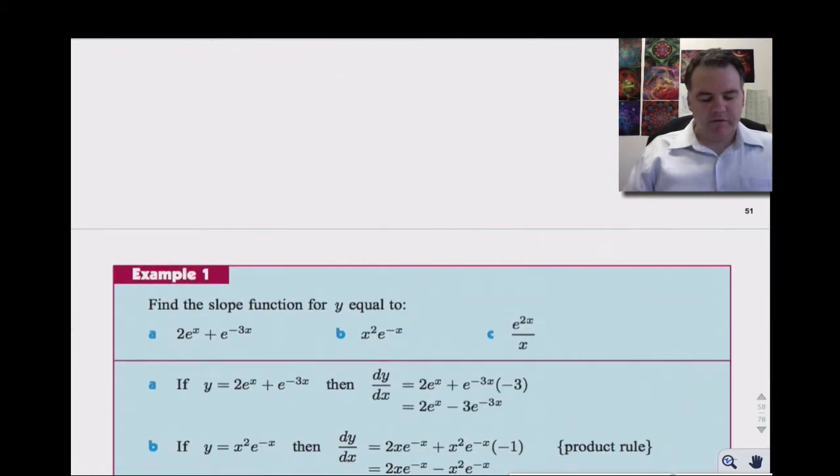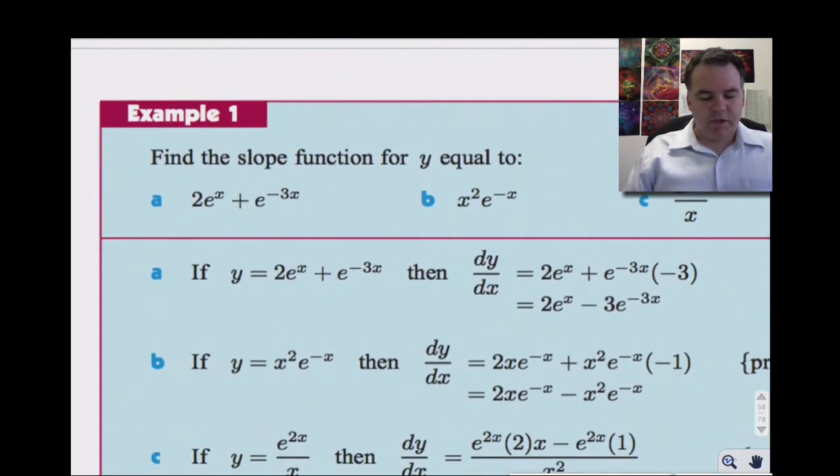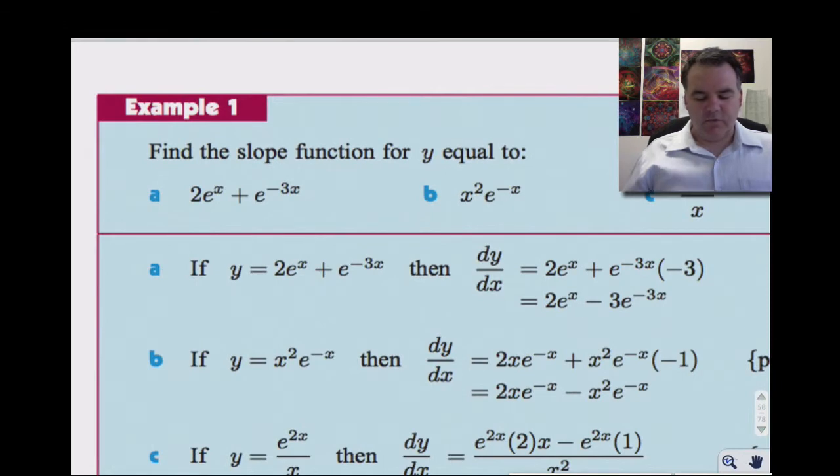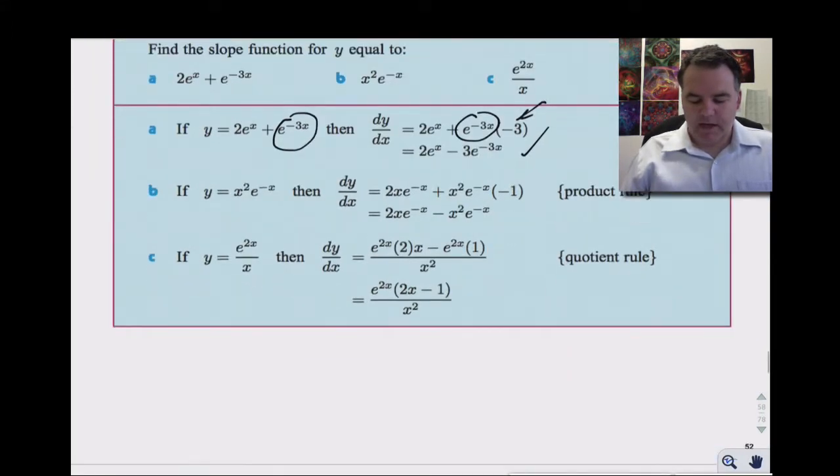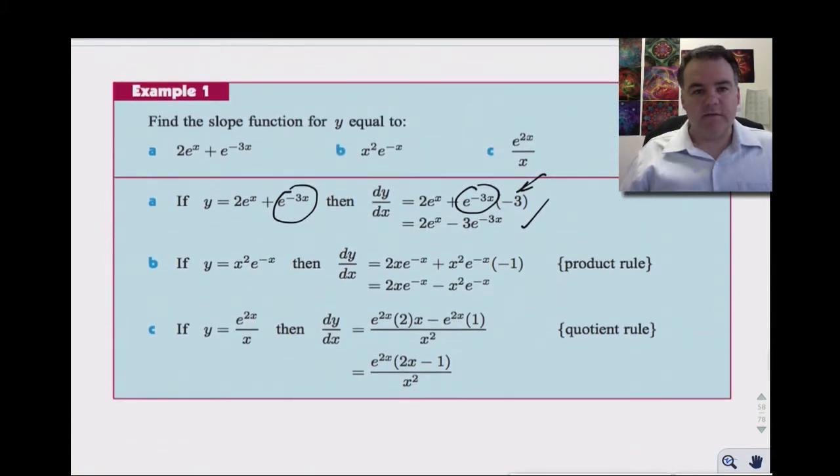So if we have something like 2e to the x plus e to the minus 3x, let's look at this first one here. The derivative of 2e to the x is just going to be 2e to the x, that doesn't change. The derivative of e to the minus 3x is e to the minus 3x, but then we have to multiply by the derivative of negative 3x, which is negative 3. So we get this thing here. This is all on page 52 of your handout.